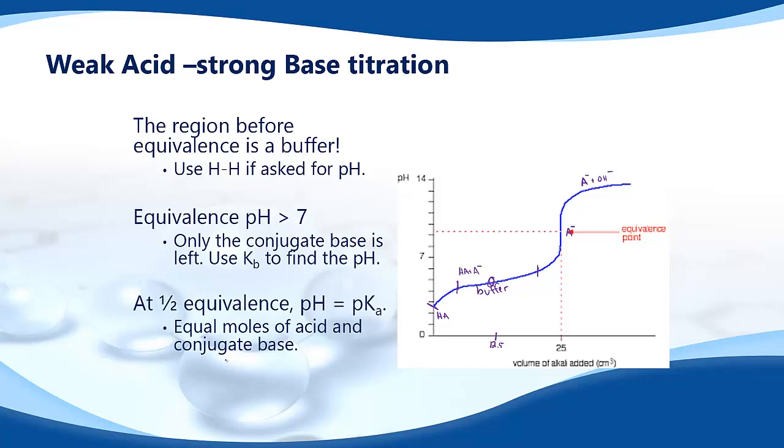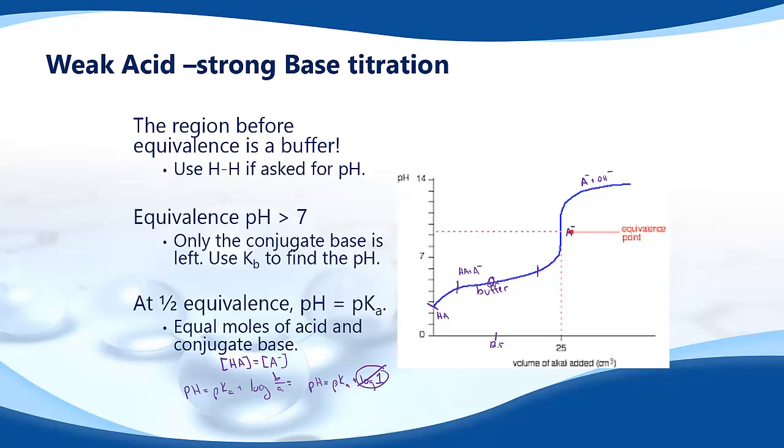So I have an equal number of moles of weak acid and our conjugate base. So if you remember Henderson-Hasselbalch, pH equals pKa plus log of base over acid. Here, since base equals acid, this is going to be pH equals pKa plus log of 1. Log of 1 is 0. So pH is equal to pKa.